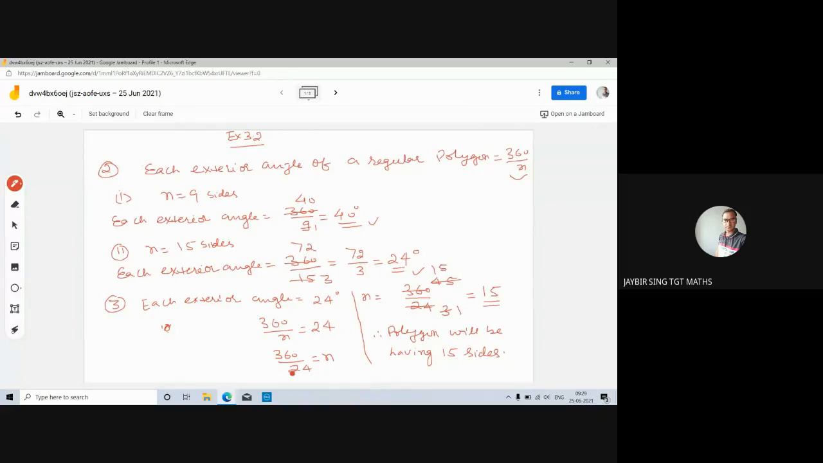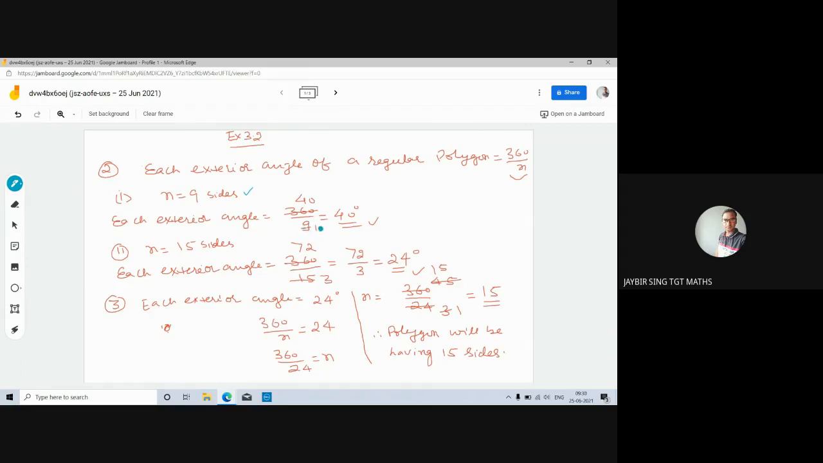Today we are going to start exercise 3.2, question number 2. In this, find the measure of each exterior angle of a regular polygon, first with 9 sides. The number of sides is 9. We know each exterior angle of a regular polygon is 360 upon n. Now if n is 9, then each exterior angle will be 360 upon 9.